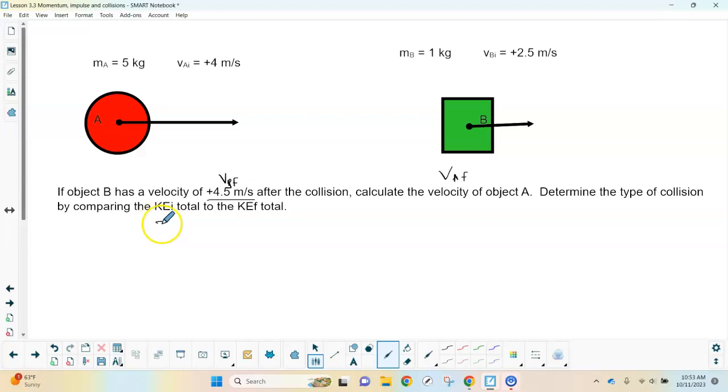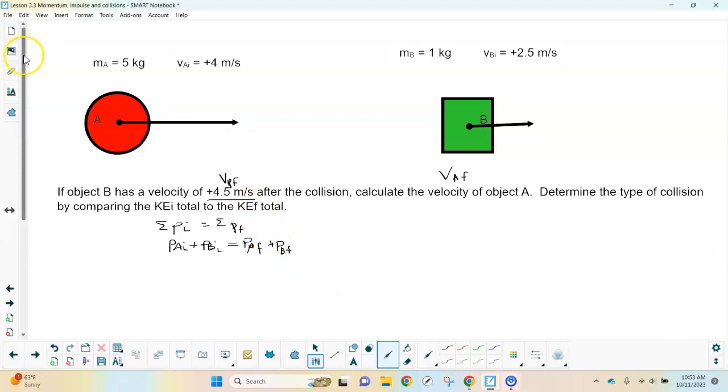So if you do this, the sum of the momentums before the collision, or initial, should equal the sum of the momentums final. So again, both pieces have momentum. A has momentum initially and B has momentum initially. And afterwards, they both have momentum as well. So PA final plus PB final.